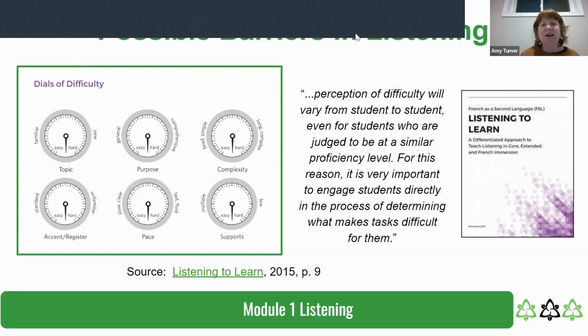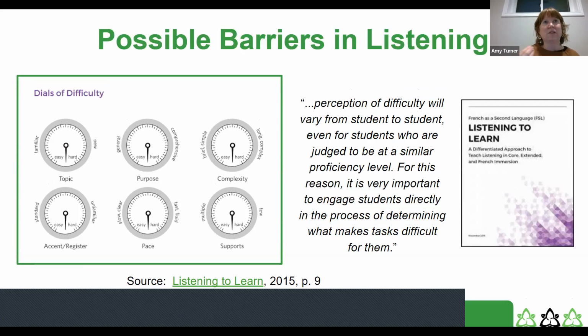The speed, sometimes the accent, or the register, the registre, of the language that's being spoken. Sometimes it can be whether they have any supports with them. So someone mentioned if there's visuals, or if there's les gestes, or if there's subtitles, those things can impact whether they can make meaning.